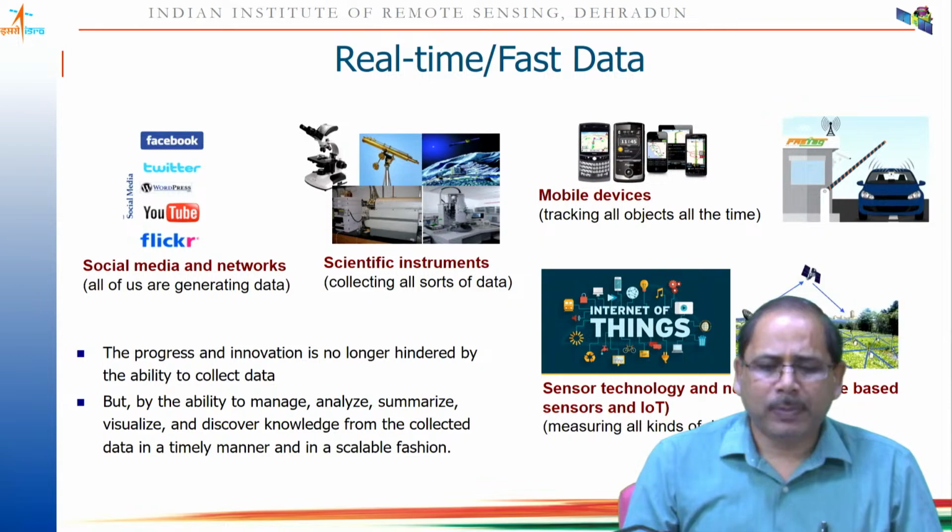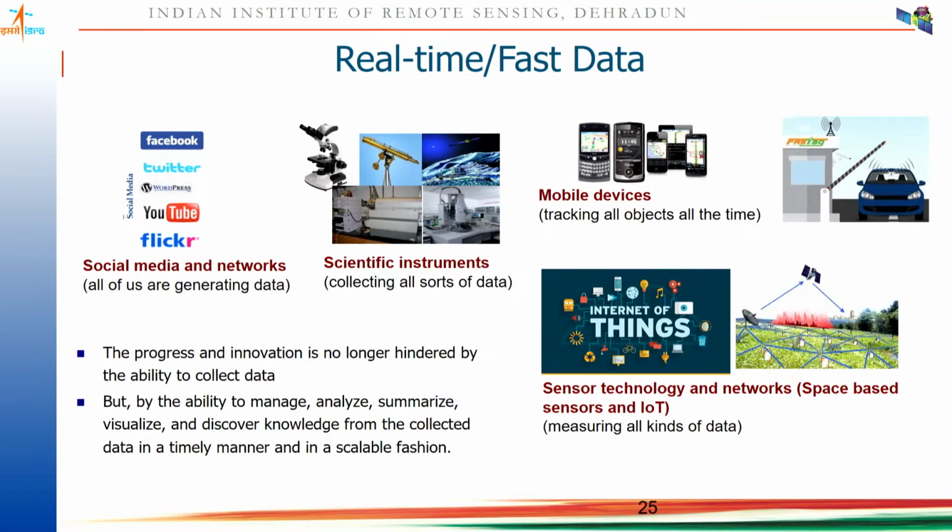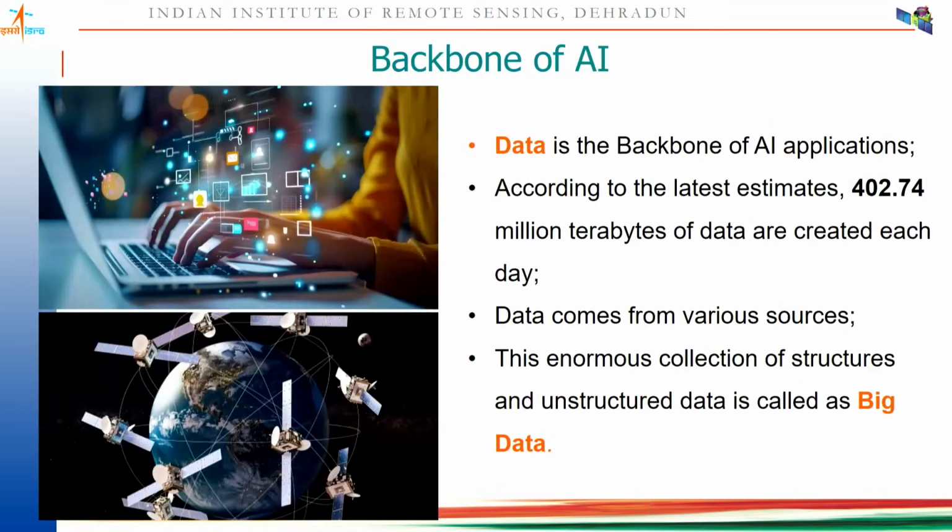And real time, fast data from a variety of sources, like social media accounts, scientific instruments, mobile devices, like a FASTag. A lot of information is getting updated in the database with very high frequency, like a sensor network. We have a number of sensors on the ground and also in space, and space is equally playing a very, very important role here, the real time updation of the data.